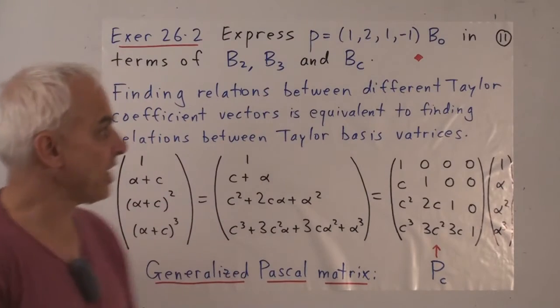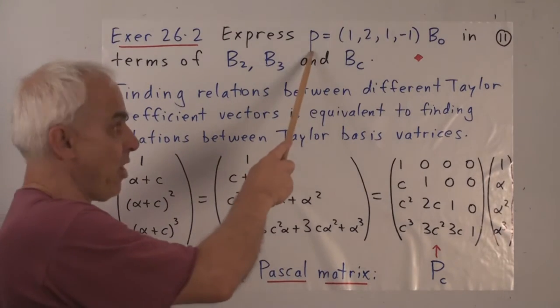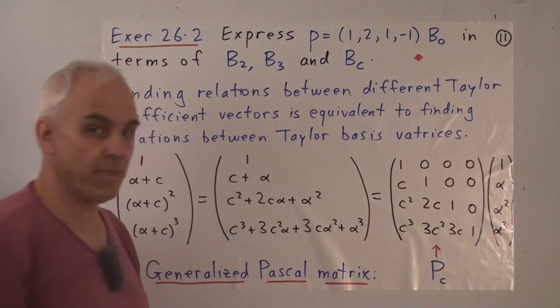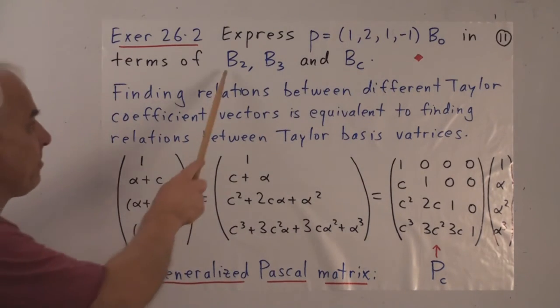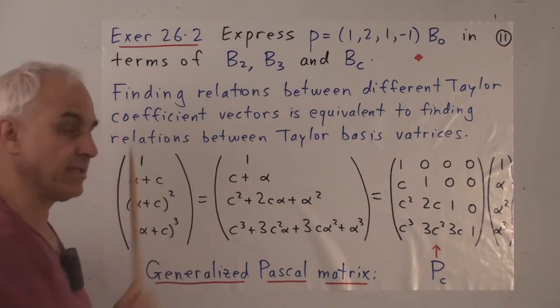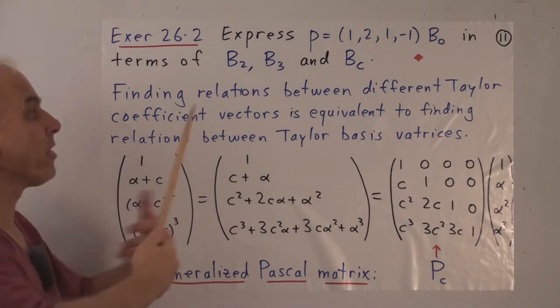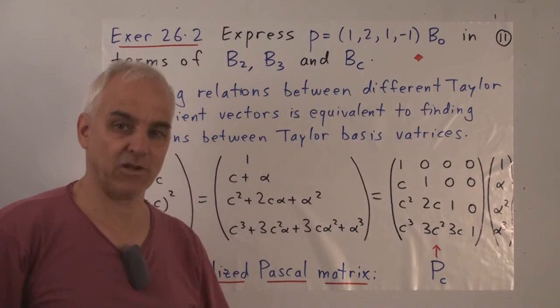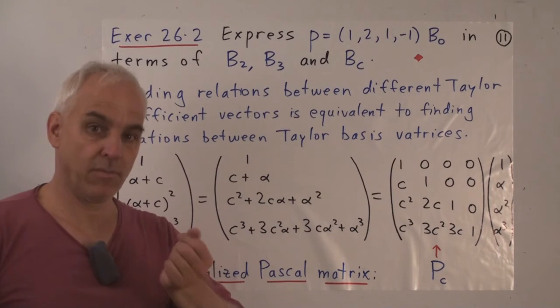So for our second exercise, please express that same polynomial, which is 1, 2, 1, minus 1 times b0, in terms of the Taylor basis at 2, also in terms of the Taylor basis at 3, and more generally, see if you can write down an expression for it in terms of the Taylor basis at a general point c.